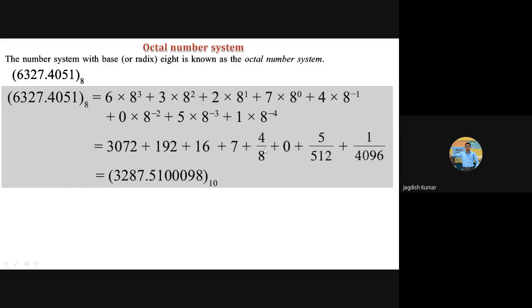4 by 8, there will be a fractional number corresponding to it. 4 by 8 is what? 1 by 2, which is 0.5. Then 5 by 512, you can find this number turns out to be 0.009765625. And then accordingly this number. So when you sum all these numbers, you will find that this number in the octal number system is equal to this number in the decimal number system.